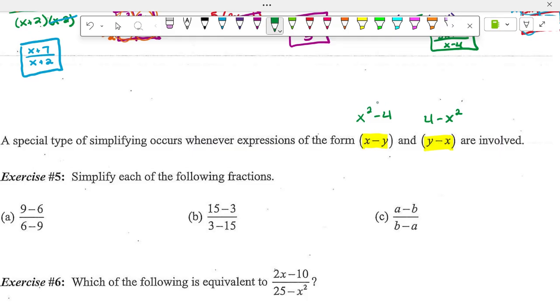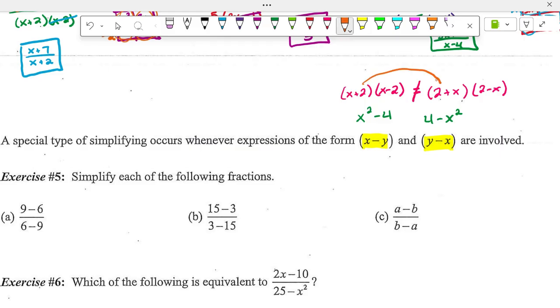How would this first one factor? It's a difference of squares. So how would it factor? X plus 2, x minus 2. How would this one factor? 2 plus x, 2 minus x. Are these equal? Yes or no? Look carefully at the signs. No, they're not.